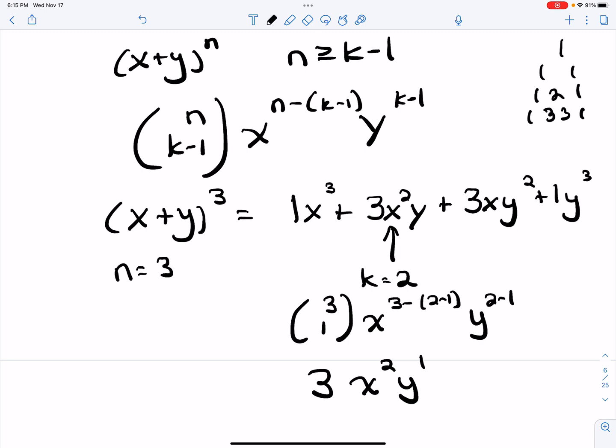So within that little combinations statement, subtract the two numbers. That'll give you your x exponent, and then the bottom number will give you the y exponent.